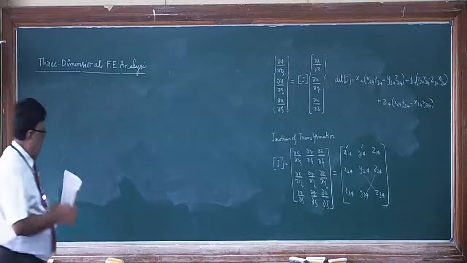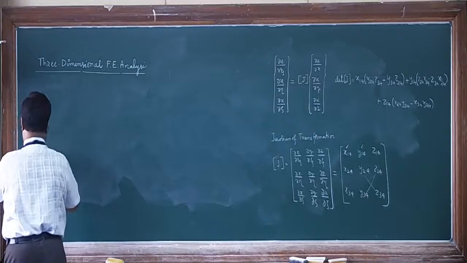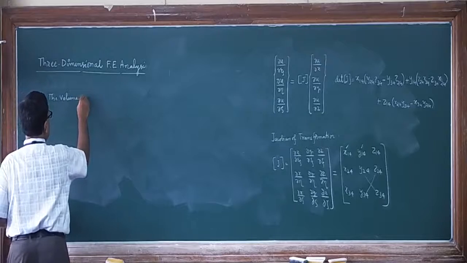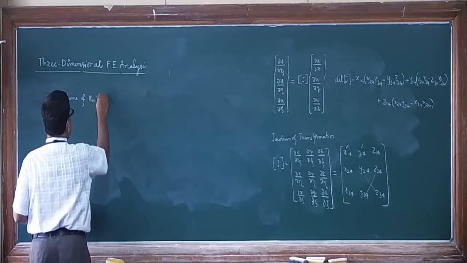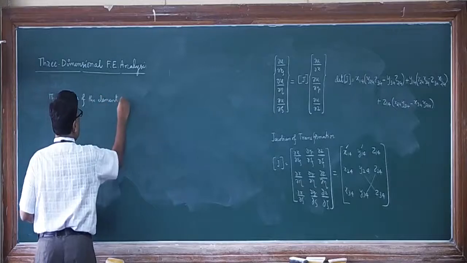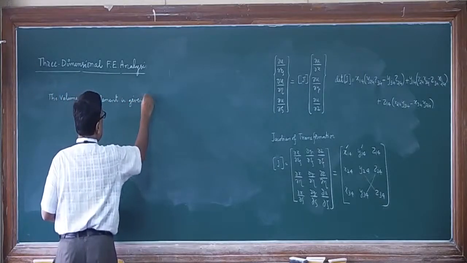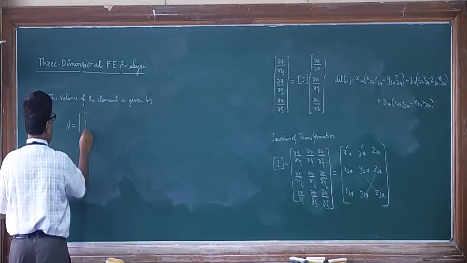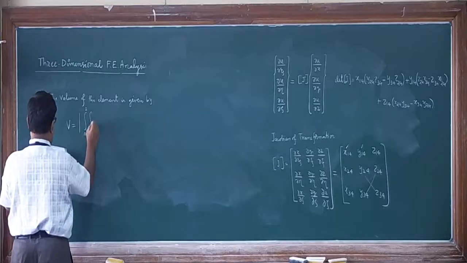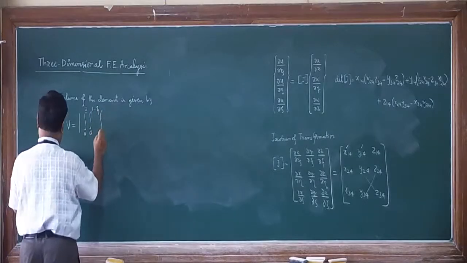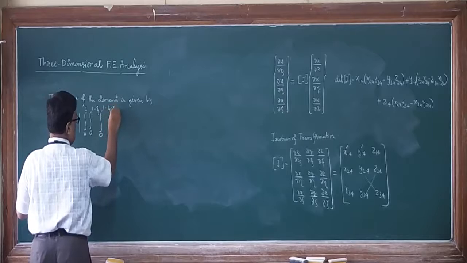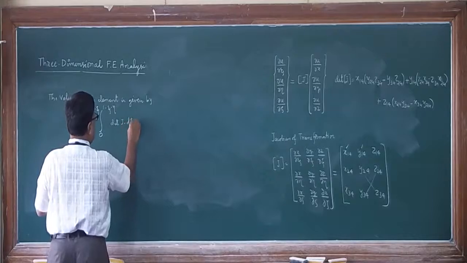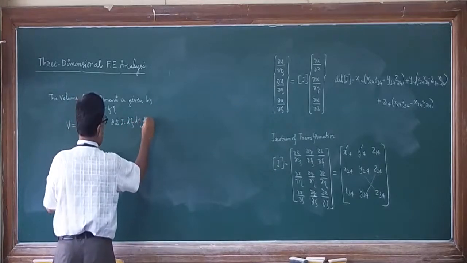Now, as I mentioned, I will be discussing the volume of the element. The volume of the element is given by V equal to the integration from 0 to 1, integration from 0 to 1 minus zeta, integration from 0 to 1 minus zeta minus theta, of the determinant of J, d zeta, d eta, d theta.